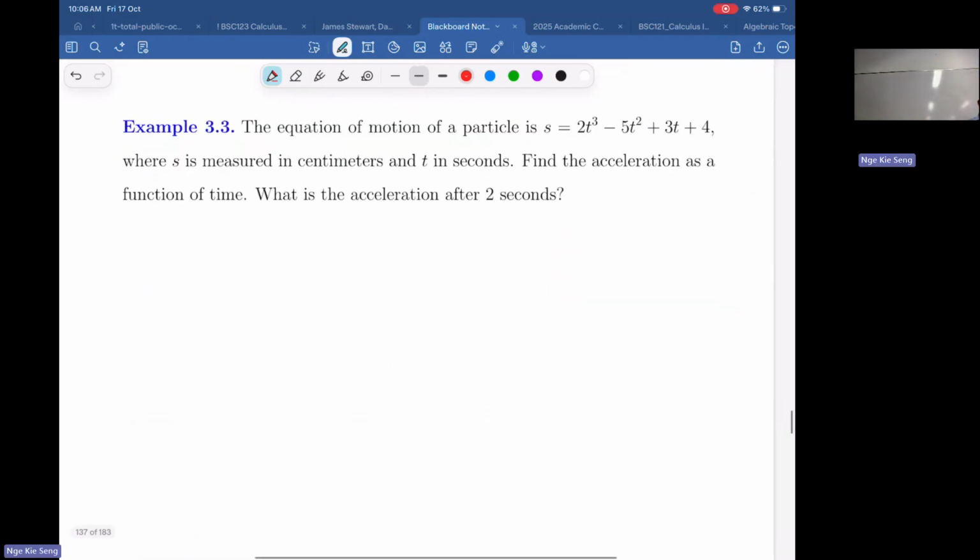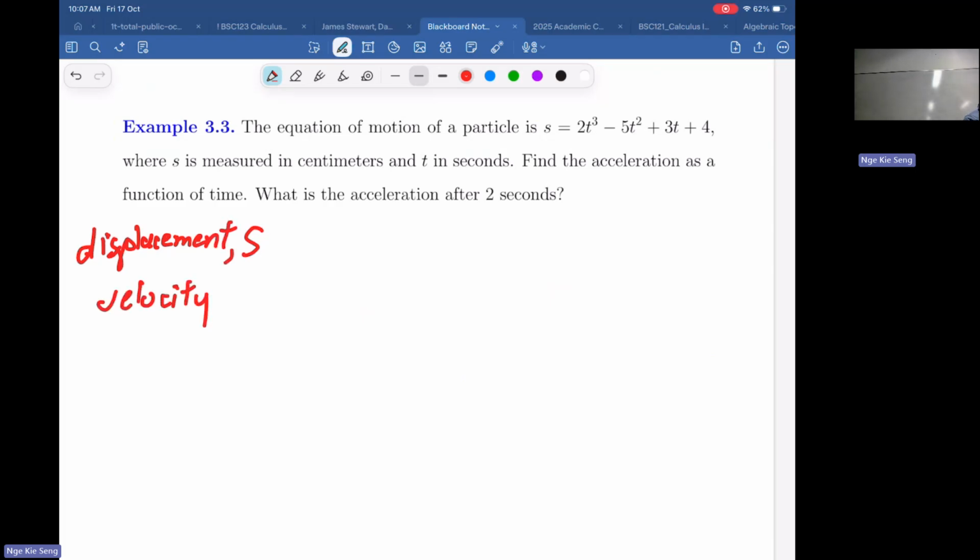For this one, do you know what to do here? I gave you an equation of motion. So it's like the displacement of a particle. It moves like a cubic polynomial. Then you want to find the acceleration. What should you do? So x is the displacement. Go down to the next step. What do you want? Velocity. So velocity is ds over dt.